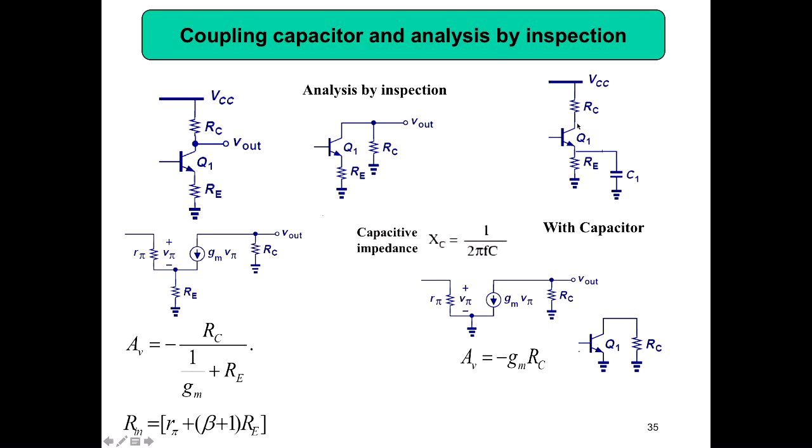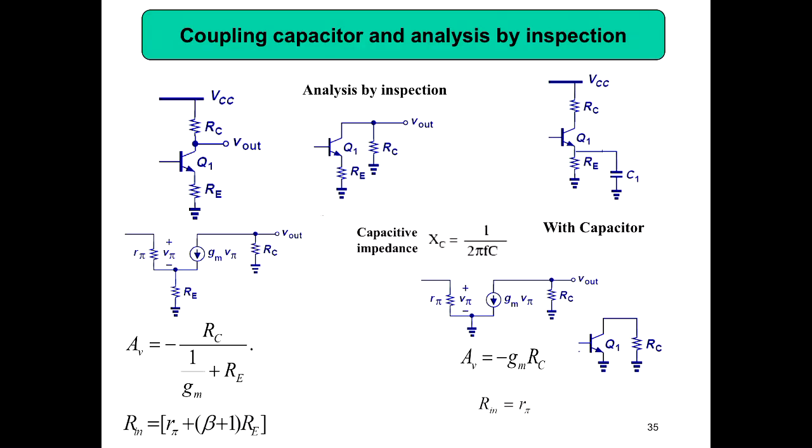In this circuit I can write it. See, RC I can ground it. Then from here a short to the ground, so that you don't have RE, see? So this became like this. Then easily I can say, yeah, that is correct, gain equals minus gm into RC. So for this type of understanding or quick check, you can use analysis by inspection.